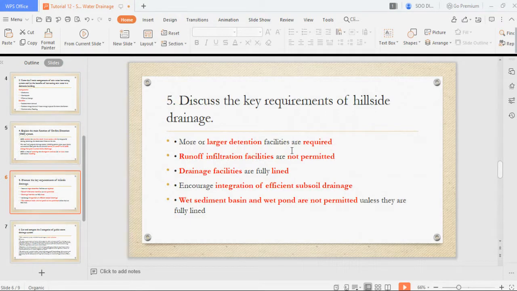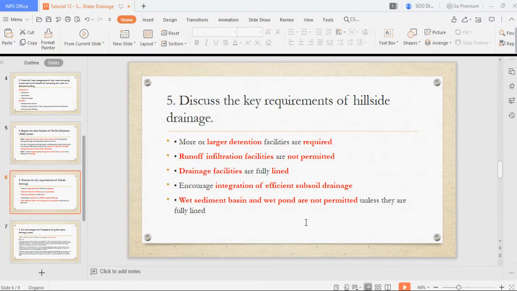Okay, so question 5, you have to discuss the key requirements of hill drainage. So for hill drainage, you want to have a large detention facility, and runoff filtration facilities are not permitted. Drainage facilities are fully lined. Encourage integration of efficient subsoil drainage, and wet sediment basins and wet ponds are not permitted unless they are fully lined.